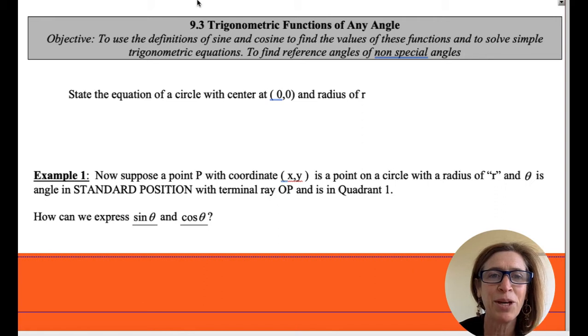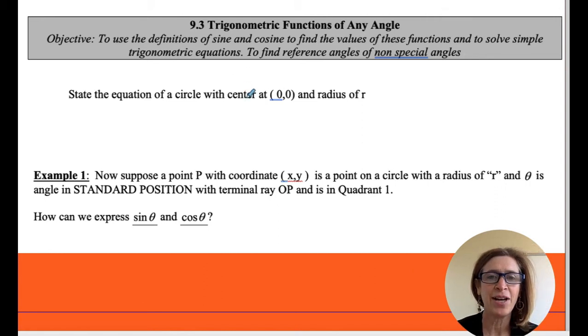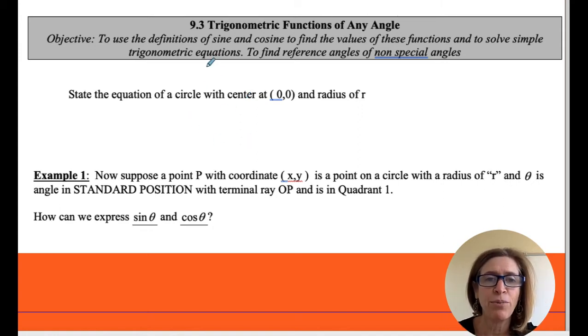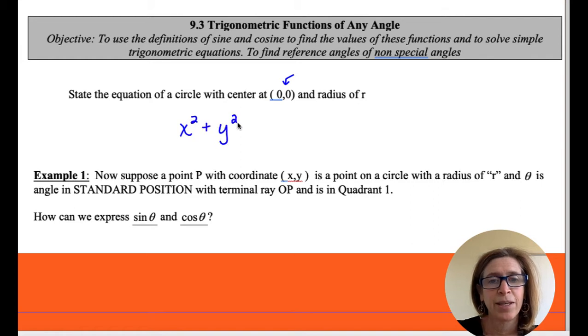Everyone, so today I'm going to be going over how to find trig functions for any angle other than the special angles that are in the unit circle. So to start off, I want to remind you of the equation of a circle that's centered at the origin, (0, 0), that has a radius of r. From your geometry class, you may remember that that equation would be x squared plus y squared equals r squared.